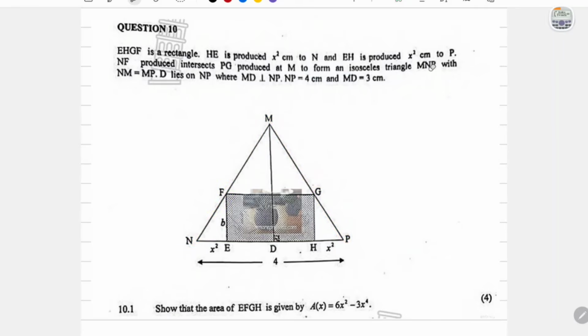Then they form an isosceles triangle, MNP. So this is an isosceles triangle. They're already telling us that this and this are equal, with NM being equal to PM. D right there lies on NP, where MD is perpendicular to NP. So we have perpendicular. And then they tell us that NP is 4 units, and MD is 3 centimeters. They're all in centimeters.